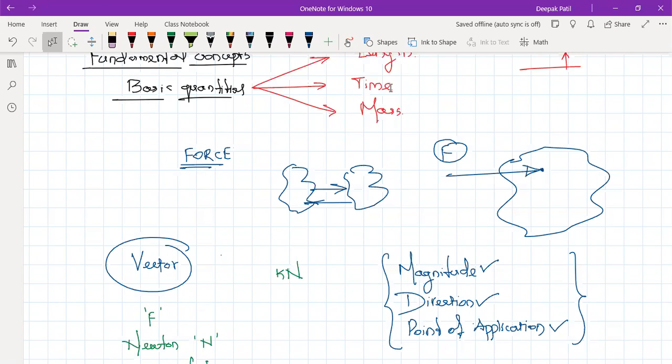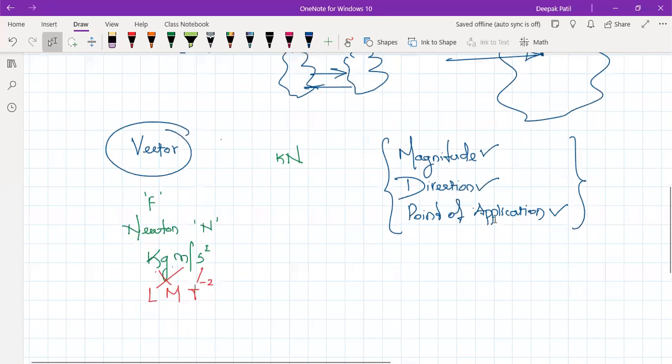To define a force, you should have three characteristics. The first is the magnitude, whether it is 10 kilonewton, 5 kilonewton, 20 kilonewton, 100 kilonewton, or 1000 kilonewton. You also need to mention the direction of the force, whether it is left to right, right to left, up or down. Also, you need to mention the point of application of the force, meaning where the force is applied. These three parameters constitute the characteristics of a force.